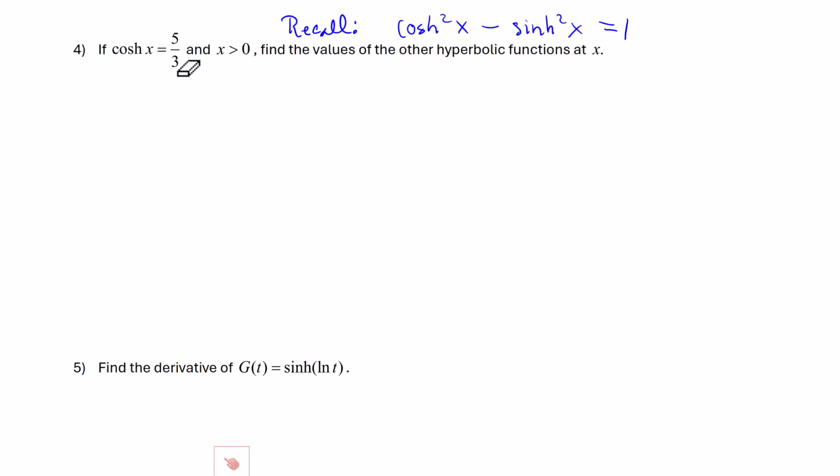And again, this is the one that kind of looks like the Pythagorean identity, but it's different. This one has a minus sign instead of a plus. It's easy to get those mixed around if you're fresh with some trig, so be careful on that. Let's plug in what we have then.